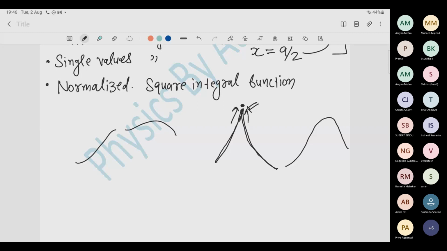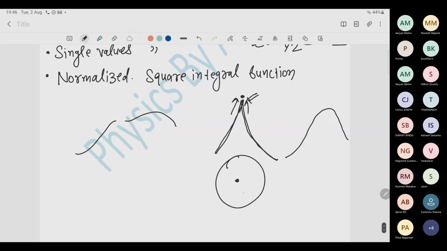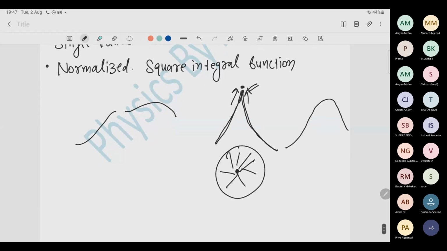In the 3-dimension case, if it is a sphere, let's say, and there is a center of the sphere, and you want to approach this center, then there are infinite directions to approach it. Then there will be an infinite number of values if your wave function is discontinuous at this center. So remember, wave function must be continuous, otherwise the value of probability for the particle to exist at that point will not be unique. It will have many values.